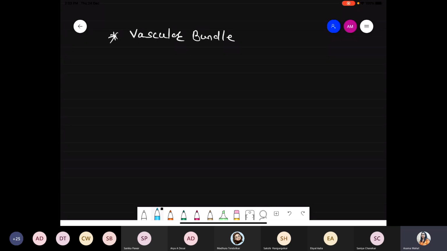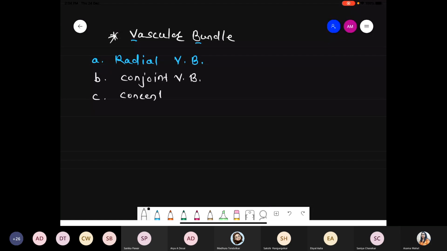In case of the vascular bundle, basically we have to study three types. Number one, radial vascular bundle. For the vascular bundle I'm just using VB, but please write it in full form, don't use the short form. Number second, conjoint vascular bundle. And the last one, concentric vascular bundle. Maximum questions come from radial vascular bundle and conjoint vascular bundle.